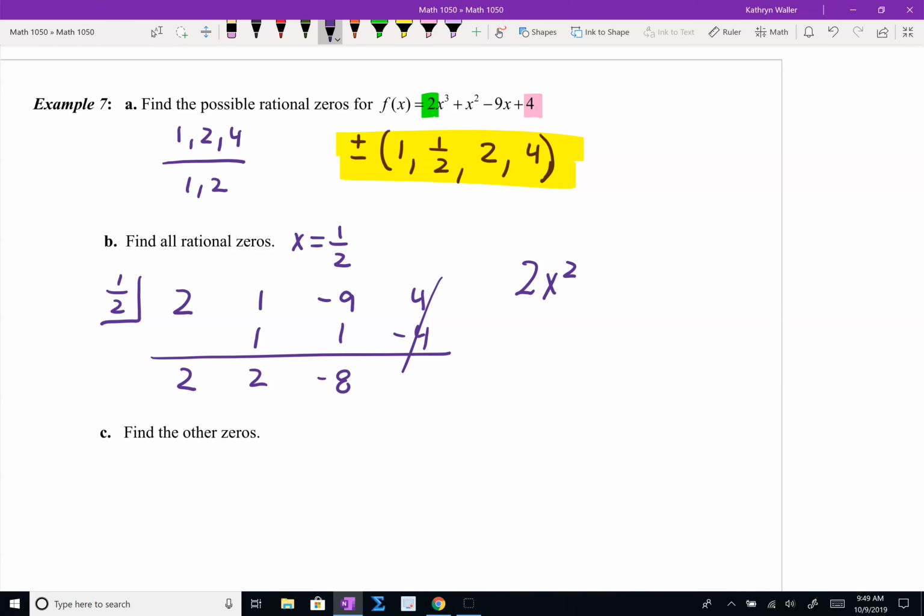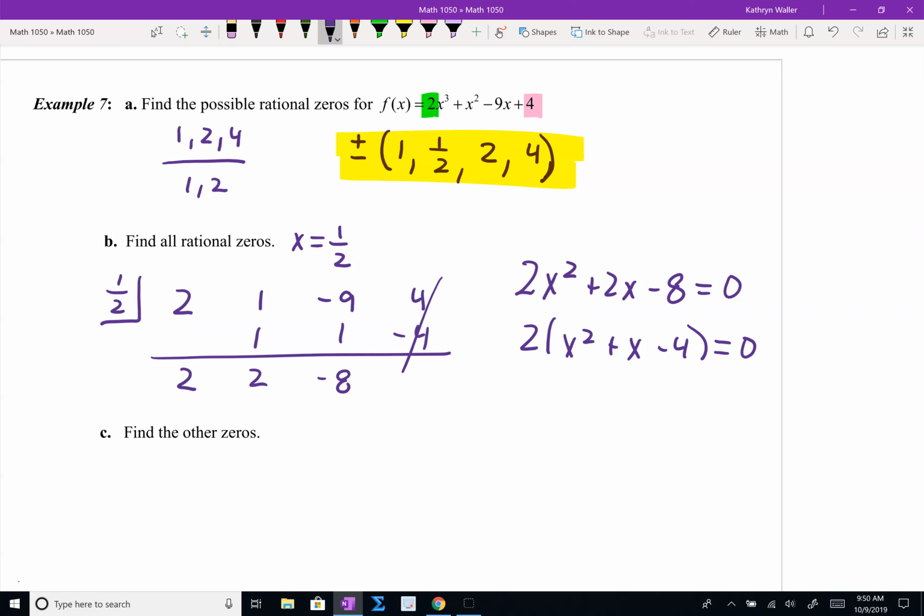So everybody go 2x to the second plus 2x minus 8, set it equal to 0. What would you do right now? Take out a 2. Do you have to take out a 2? You do not, because we're solving. But it's definitely easier for you if you take out a 2. So then you have x to second plus x minus 4 equals 0. Does that inside the parentheses stuff, does it factor?